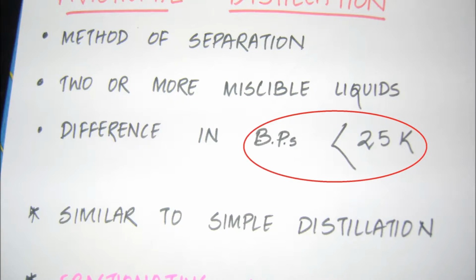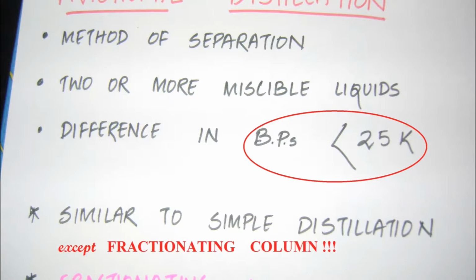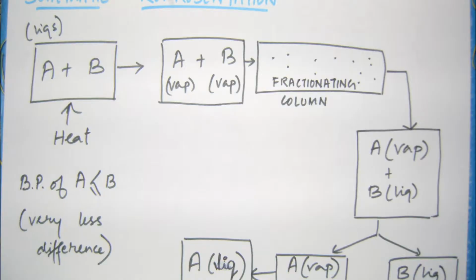The apparatus for fractional distillation is similar to that of simple distillation, except that a fractionating column is fitted in between the distillation flask and the condenser. The schematic representation of fractional distillation is shown here, and the only difference from simple distillation, as we have learned in the earlier video, is that a fractionating column is fitted in between the condenser and the round bottom flask.